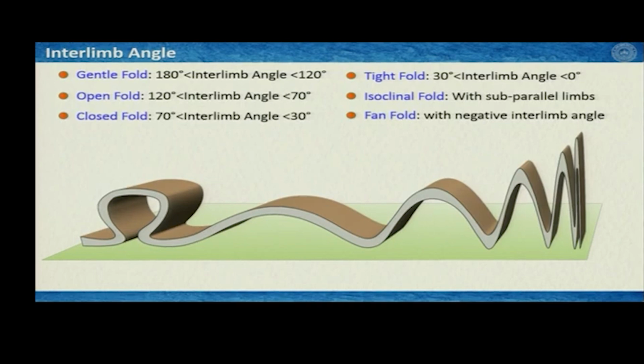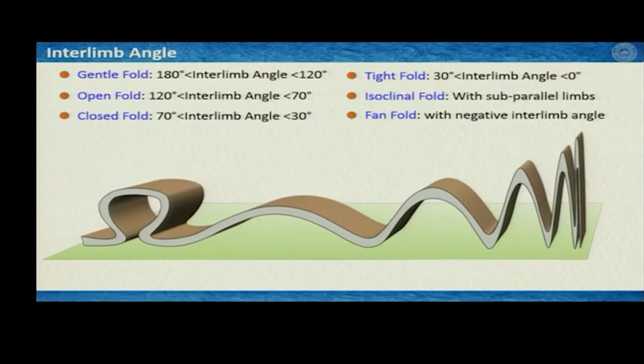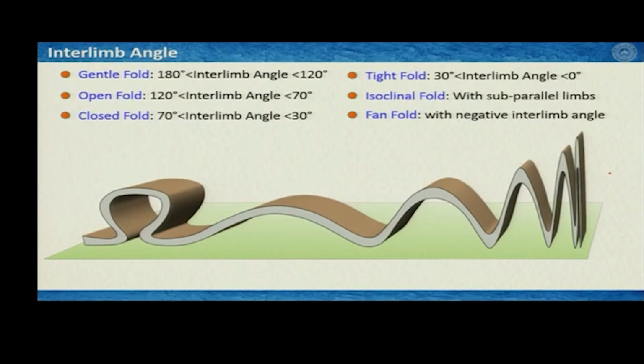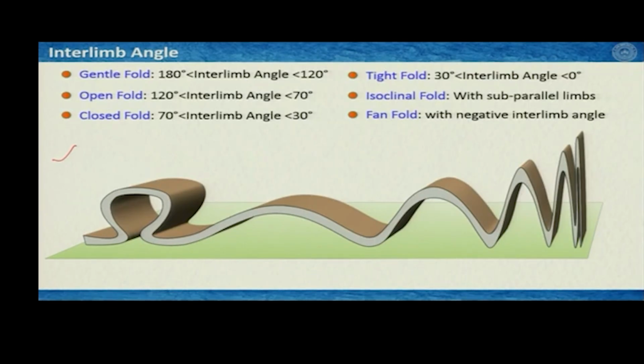The isoclinal fold is where you cannot define an interlimb angle. That means the two limbs are subparallel to each other. And then a fan fold is something where we have a negative interlimb angle. So, this is an illustration. You hardly see this kind of fold in a single layer, but I have drawn this to accommodate all these classified folds under interlimb angle.